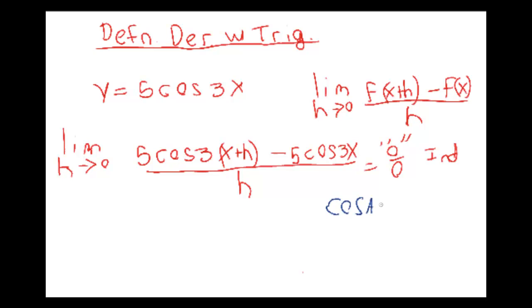Cosine of a minus cosine of b is equal to negative 2 sine of a plus b over 2 times sine of a minus b over 2.